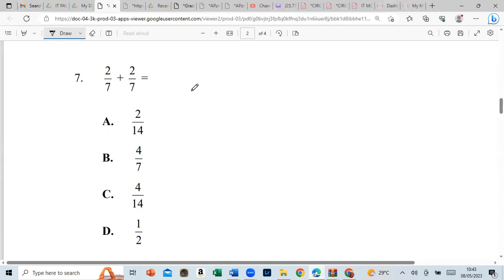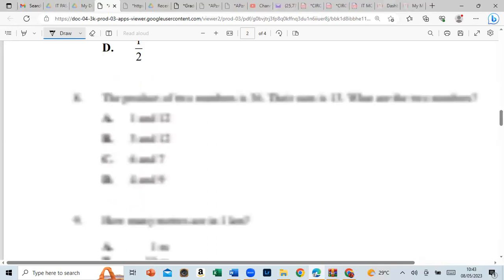Alright, so once the denominator is the same, as I said, guys, I'm trying to go as slow as possible. We keep the denominator because it's the same, and then we add the numerators. So we add 2 plus 2, which gives us 4 over 7. So this one would be correct, B. Let's move on to number 8.